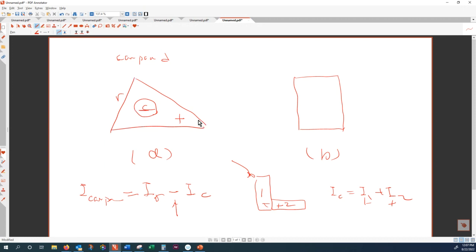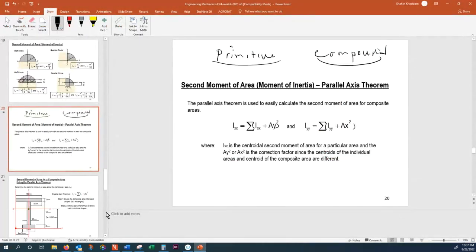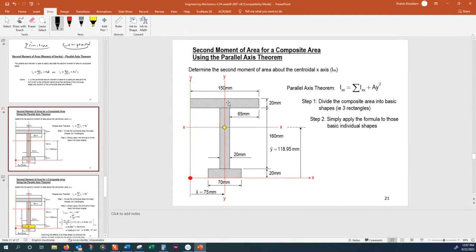Sorry, this is a triangle. I should have said triangle. So I of the triangle minus I of the circle. Here, I of the first rectangle plus I of the second rectangle, both of them positive. All right. So here I have a compound shape. This compound shape, how many primitive shapes are here? How many primitive shapes?